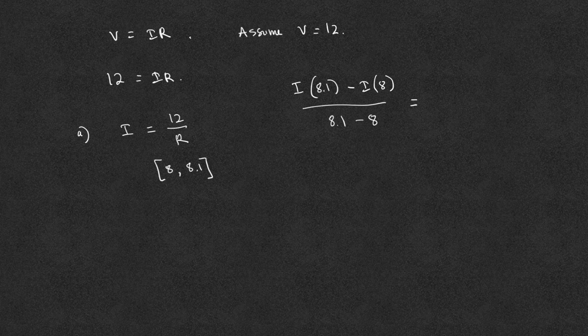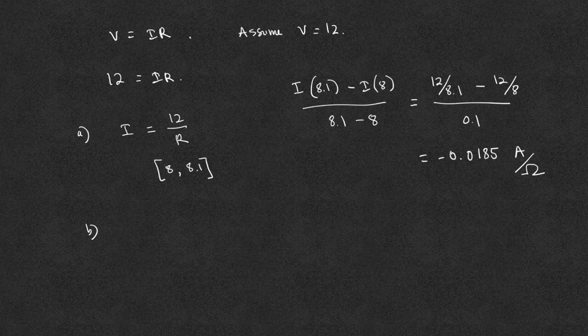As you can see, without the limit, this is the average rate of change. We just simply plugged 8.1 into 12 over R to get 12 over 8.1 minus 12 over 8, and the denominator is 0.1. Compute this using a calculator. We will see that this is negative 0.0185. The unit for this number is the unit of I, which is ampere, over the unit of R, which is ohms.